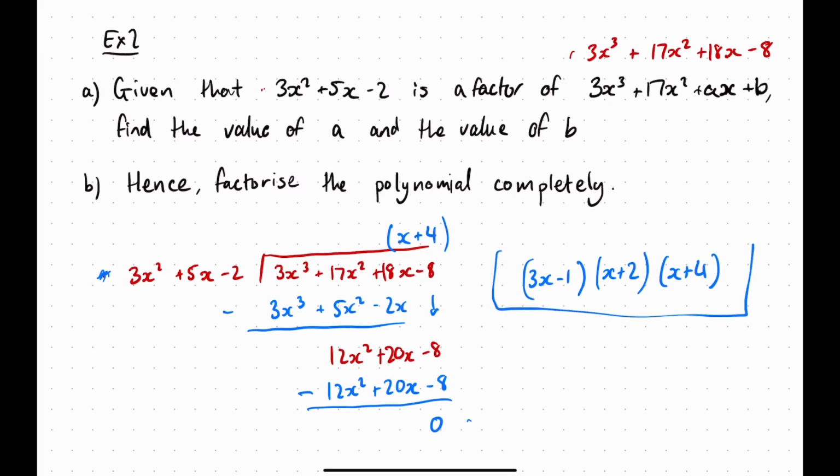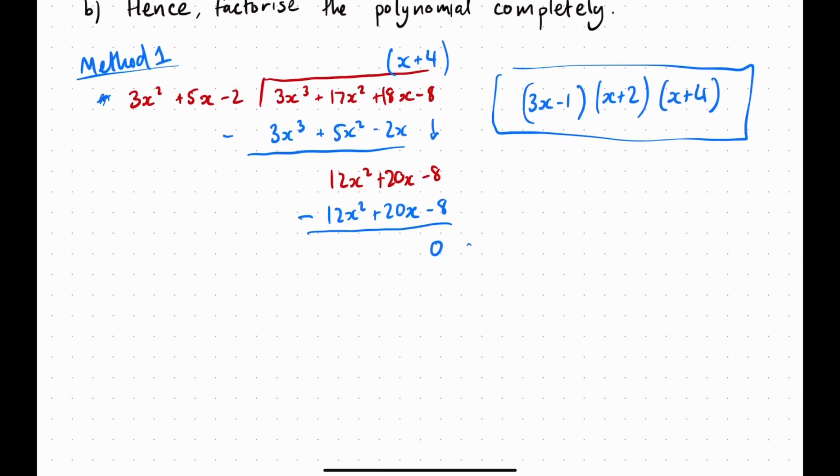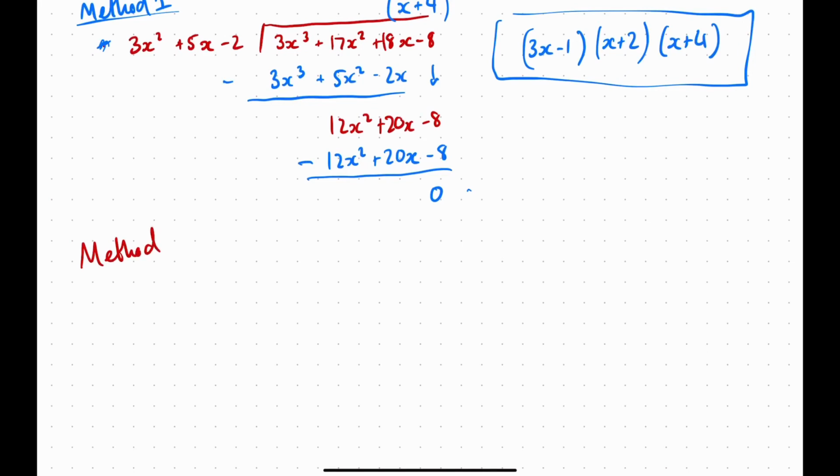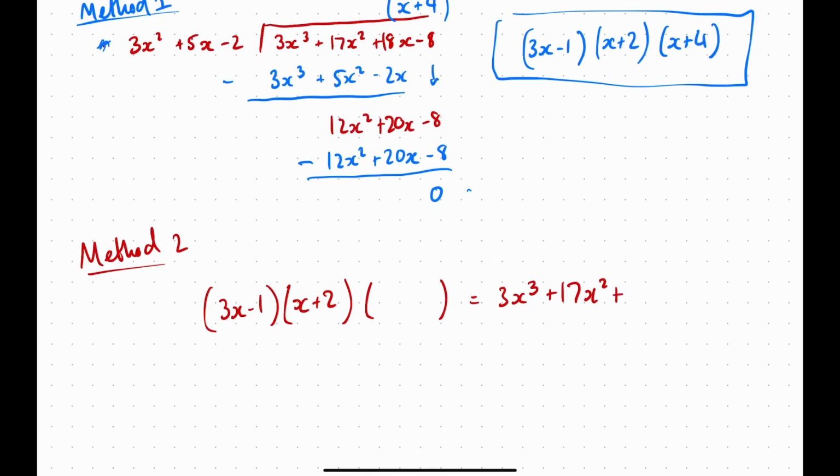The other method for finding this, so I'll just call this method 1, is by saying what must the coefficients be. So as I showed a second ago, I've already calculated 3x minus 1 and x plus 2. I'm trying to find out what's in my third bracket that will allow me to get 3x cubed plus 17x squared plus 18x minus 8. And as I mentioned in the first part, I know that this bracket will have a single amount of x in because I want 3x cubed, and I've already got 3x times x, so I can only multiply it by x to get 3x cubed. So I know there's no number going to be in front of that x.